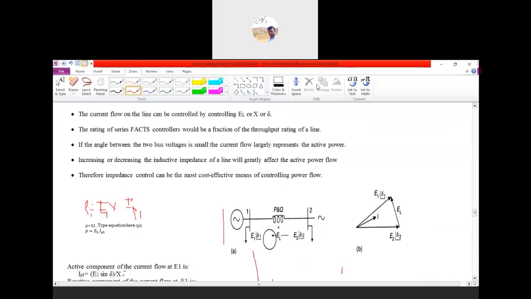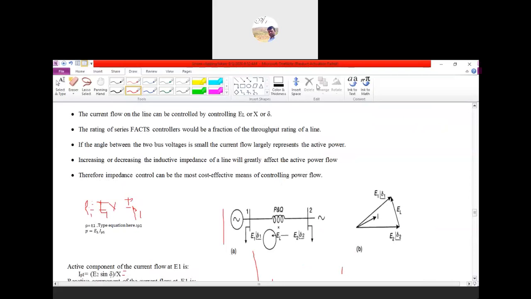So it's similar, whatever the power is there, because a surplus amount of power is transferring from generator 1 to generator 2. Same with the active and the reactive component, which is I2. The reactive component of current at E2 is E2 minus E1 cos delta by X. Now if you take IQ1, it is E1 minus E2 cos delta by X.